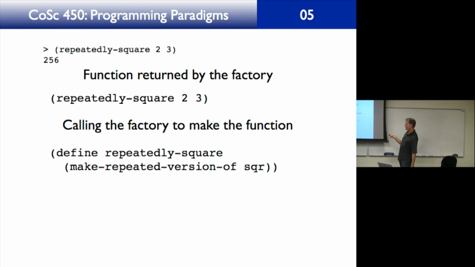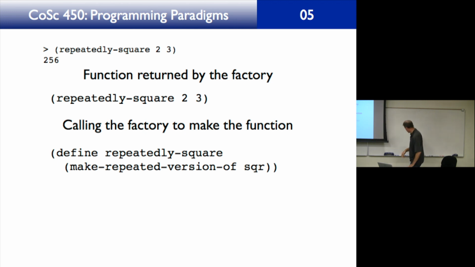Well, here is how we are going to define repeatedly square with our factory. Now, can you tell from this what is the name of the factory? Make repeated version of. Correct. Make repeated version of, yeah. And how many parameters does it have? 1. Okay, so you see the difference between how many parameters in the factory and how many parameters in the function that it returns. And furthermore, what is the parameter that is this SQR? Is that the actual parameter or the formal parameter? Actual. That's the actual.